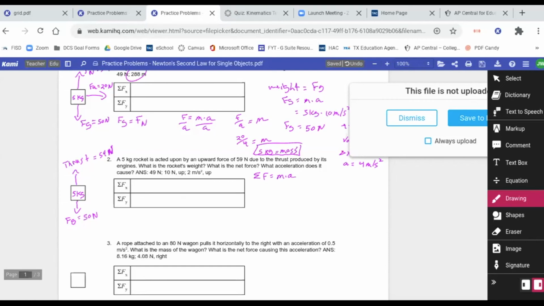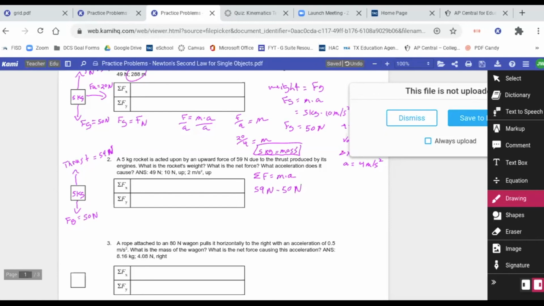So my sum of forces in this case, let's see, what am I solving for? All right, what is the net force? The net force is the sum of forces. All right, so the sum of forces is going to be 59 newtons minus 50 newtons.